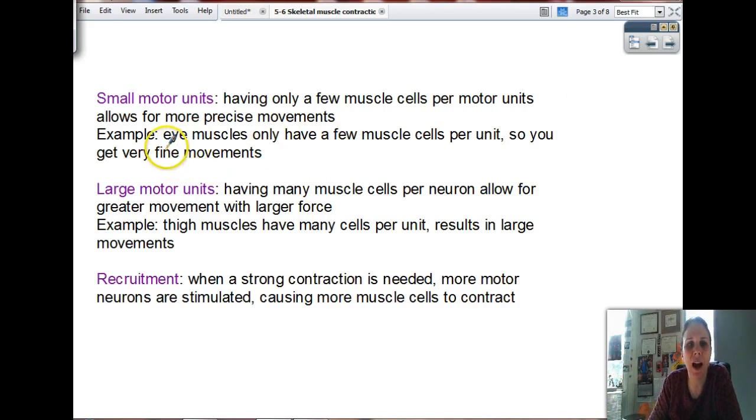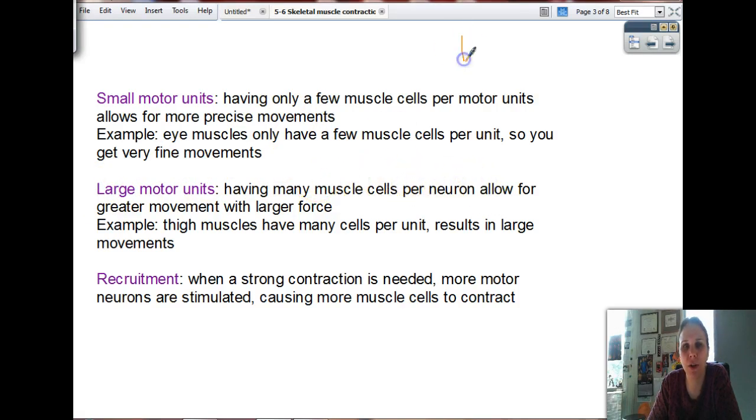So things like eyes, fingers, anything that has very small, detailed, precise movement would be an example of a small motor unit. So eyes, fingers, eyelids, I can't think of any more. Then we have large motor units, which is having many muscle cells per neuron.